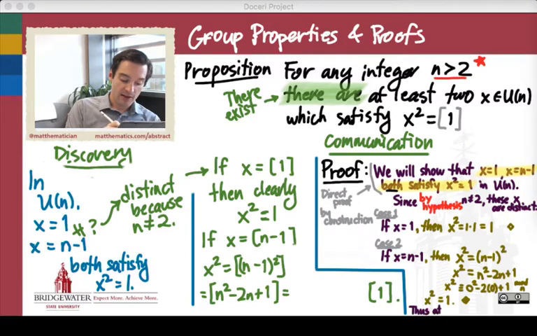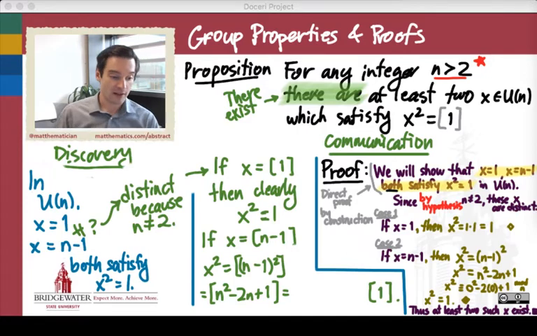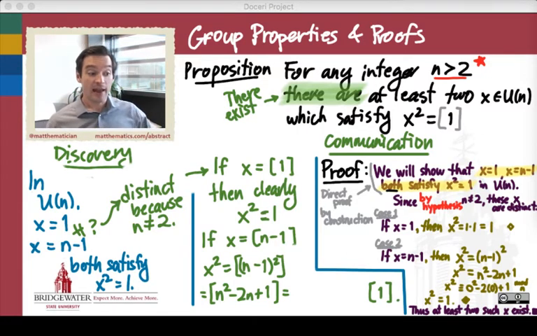Thus, at least 2 such x exist. So at the end of the proof, reminding the reader of what it was that we were proving. At least 2 such x exist. And there we have a finished proof.